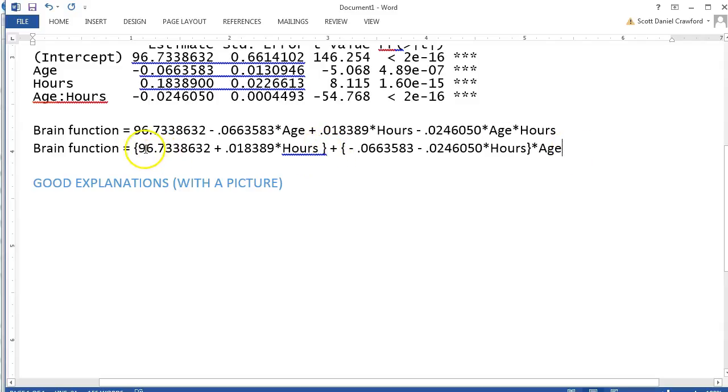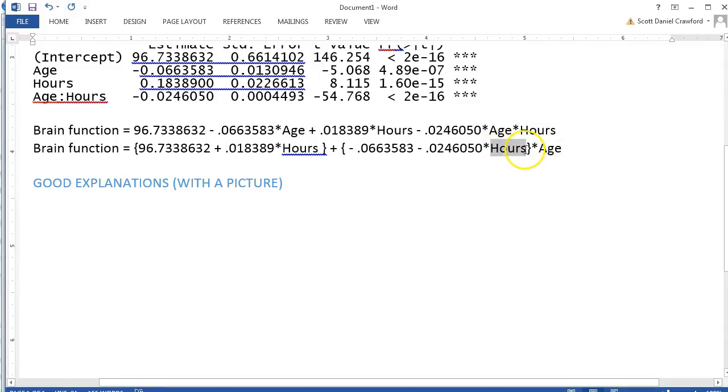So here I have an intercept. If I'm explaining age, none of these values are going to be of importance to that explanation. This is just the intercept. It's a shift in what age does. Here is the effect of age on brain function. That's my slope.